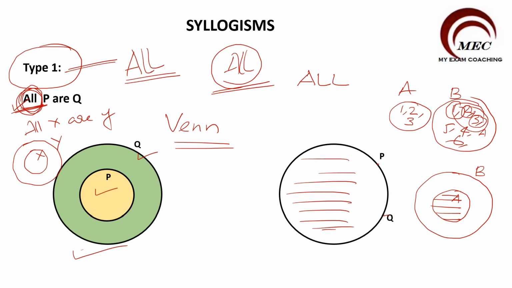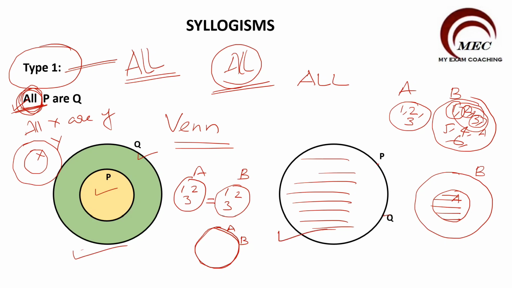If I take A is equal to 1, 2 and 3 and B is also equal to 1, 2 and 3, so I can say all A are B. So A and B are equal. In that case, I can draw A like this and over A I can write B also the same. So both of these are A as well as B. So if they are equal, I can draw a Venn diagram like this.